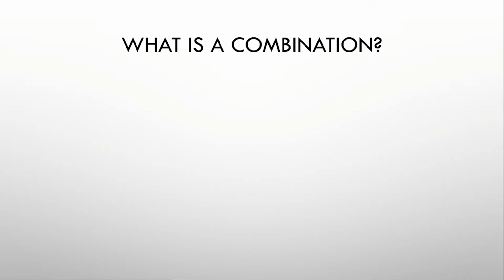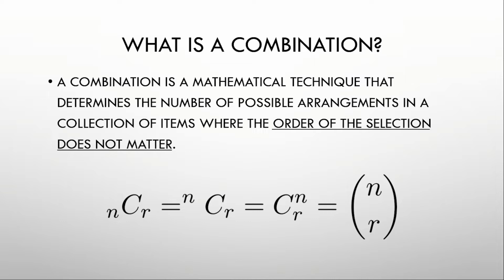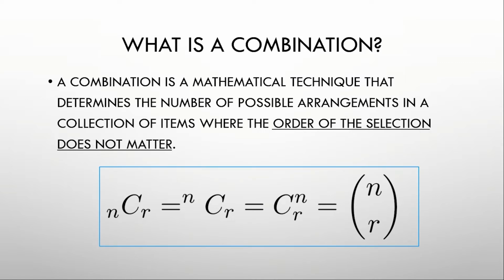So first, let's define what a combination is. When we say combination, it is a mathematical technique that determines the number of possible arrangements in a collection of items where the order of the selection does not matter. The notation for combination is similar to permutation notation. It can be presented in several different ways, such as this. So, if you see this kind of notation, class, it is a combination. This represents a combination of n taken r.